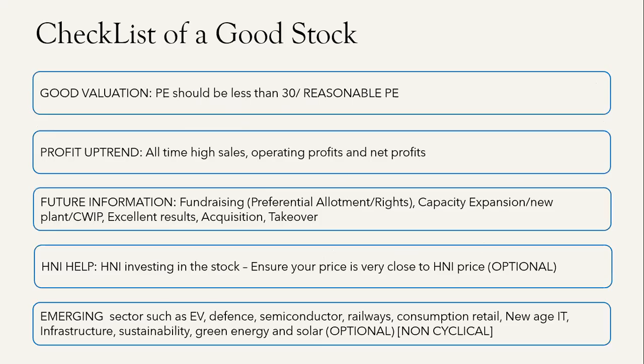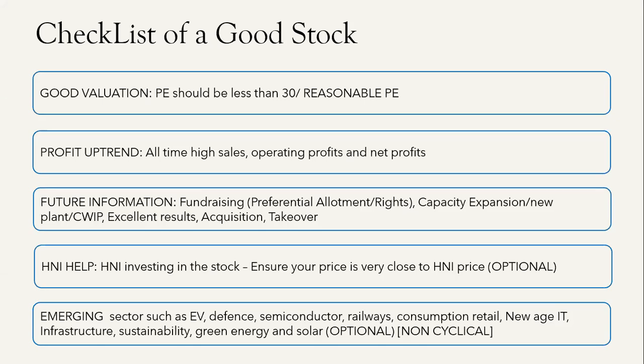This is the summary of our session. Good valuation, profit uptrend, future information, HNI buying, great sector. Your stock must be purchased at good valuation. Your stock must have profit uptrend. You should have future information about your stock. There should be some HNI help in your stock, preferably as well.